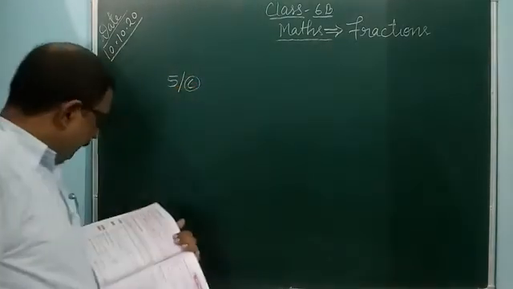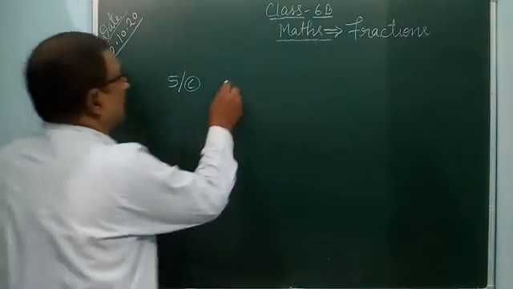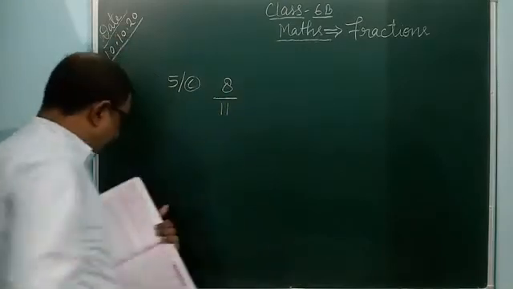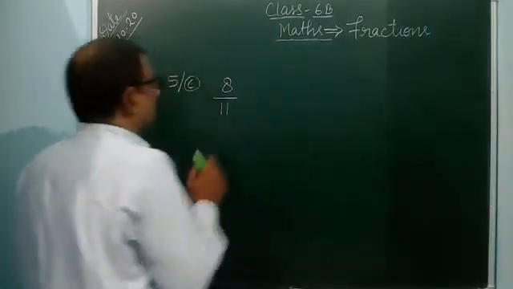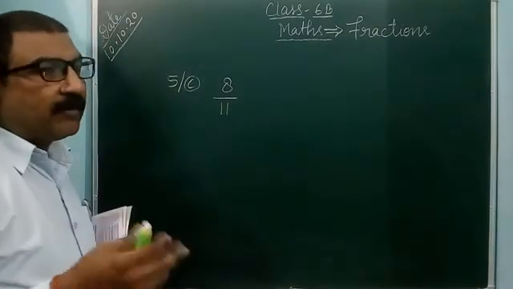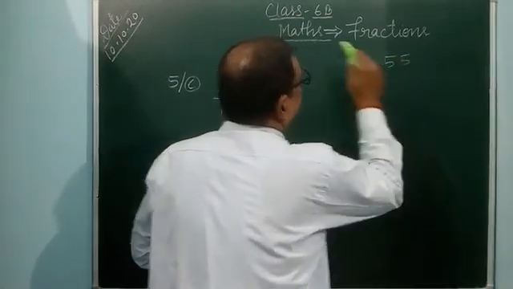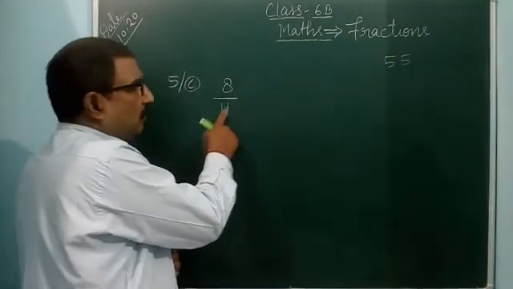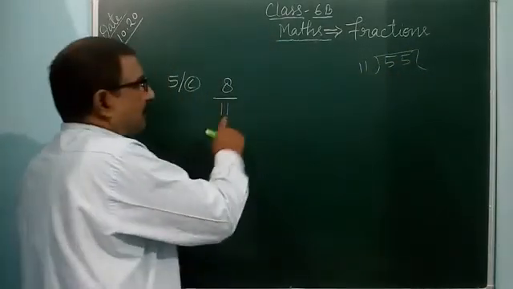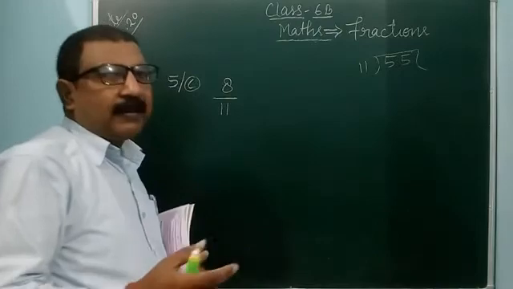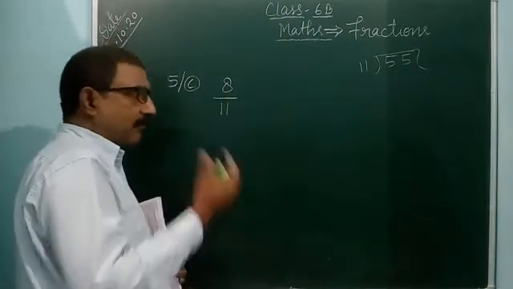See question 5, 8 by 11 having denominator 55. So how can it become denominator 55? Here the denominator is 11, so 55 is divided by 11. Because 11 is less and 55 is more, you have to get a multiple of 11 as 55 in the denominator.